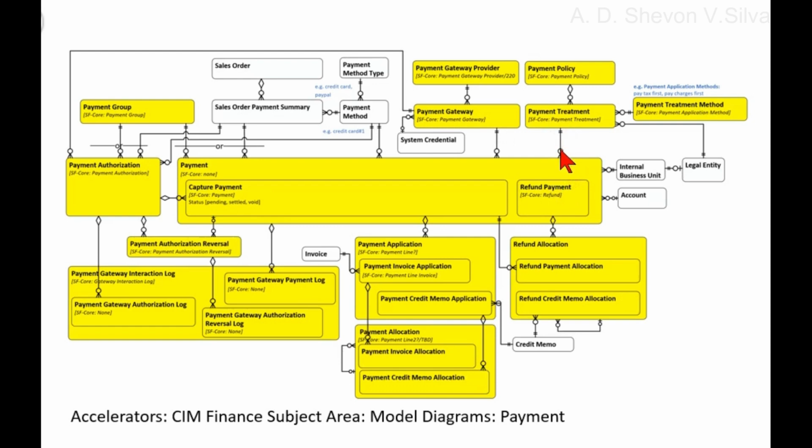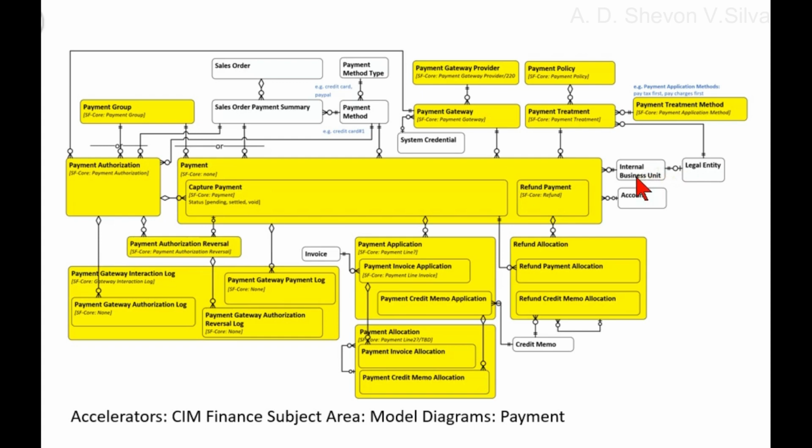Payment treatment has zero or more payments, and payment treatment contains payment policy. Payment policy has zero or more payment treatments, and payment treatment has one and only one payment treatment method, and payment treatment method has zero or more payment treatments. Payment treatment has one and only one legal entity, and legal entity has zero or more payment treatments. And here the legal entity has one and only one internal business unit, and internal business unit has 0 or 1 legal entity.